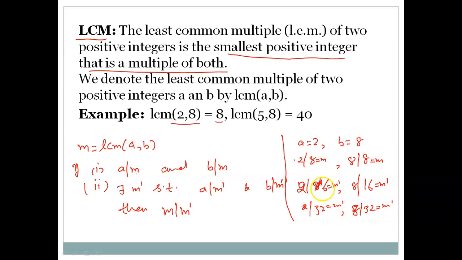So 16 is a common multiple of 2 and 8, 32 is also a common multiple of 2 and 8, and 8 is a common multiple of 2 and 8. So which one is the least? The least is 8. The least common multiple is 8. That is why we say that the LCM of 2 and 8 is 8. So this is the concept of the least common multiple of two positive integers.